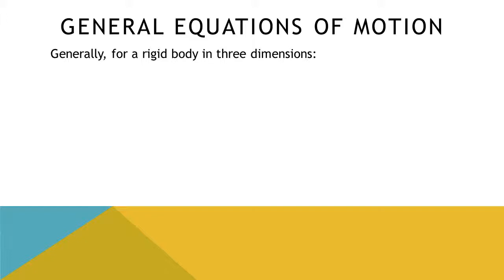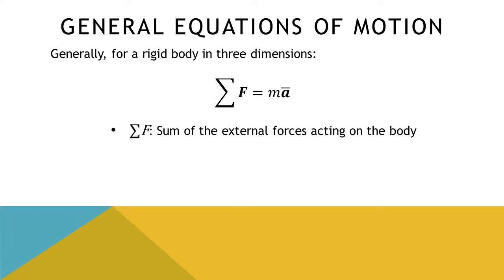Generally, for a rigid body in 3 dimensions, sum of forces equals m a, where sum of F is the sum of the external forces acting on the body, m is the mass of the body, and a is the acceleration of the center of mass G.